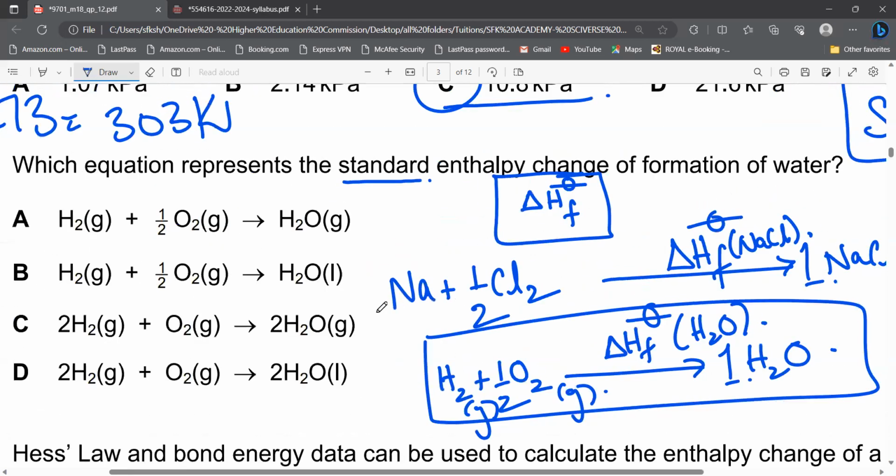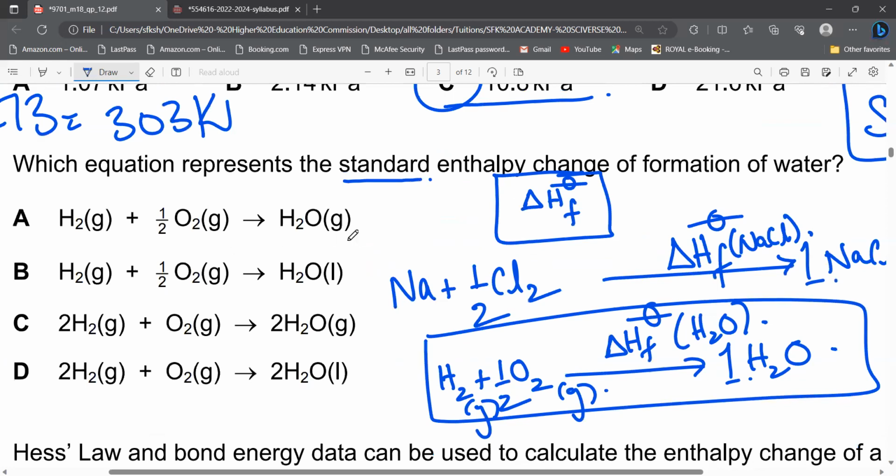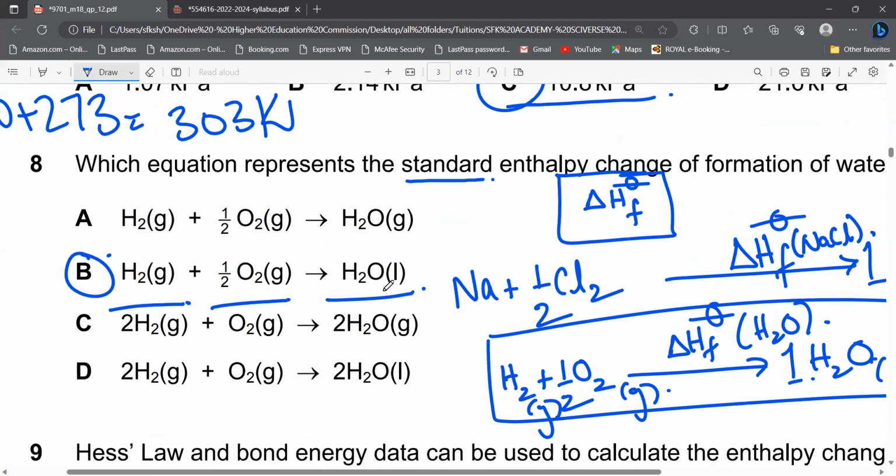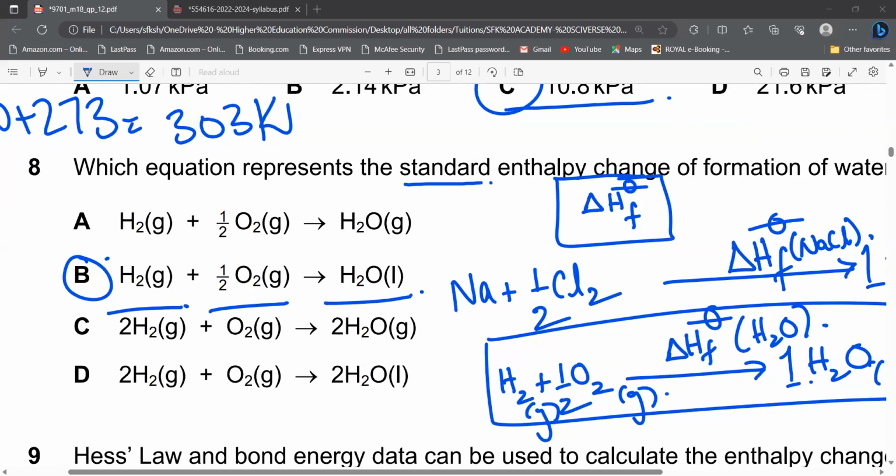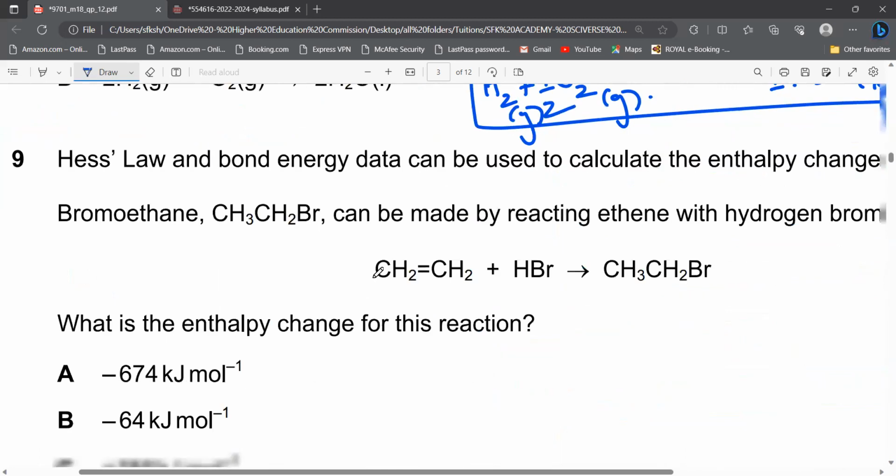So let's compare it with all of these. The equation that is the same as this one is the answer. So yep, you have 1 mole of water, you have half a mole of oxygen, you have 1 mole of hydrogen gas. Yep, option B is the correct answer. Question 8, option B.